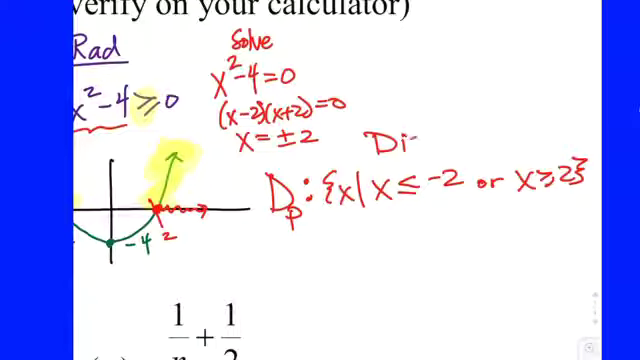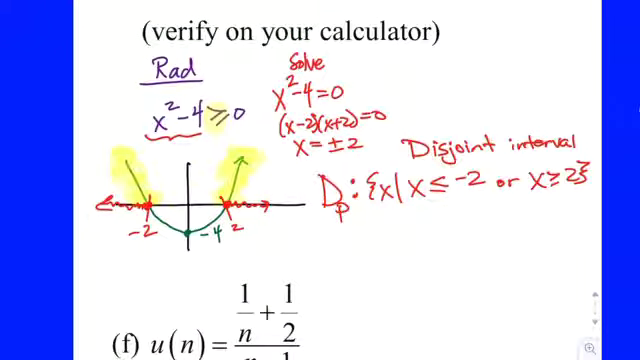This is what we call the disjoint interval. Disjoint means there's no overlapping. It's one or the other. It's either to the left of negative 2 or to the right of positive 2. And because it's one or the other, we always write it as two separate inequalities, okay? If you were doing interval notation, it would be negative infinity to negative 2. Would I put a bracket or a parenthesis around negative 2?